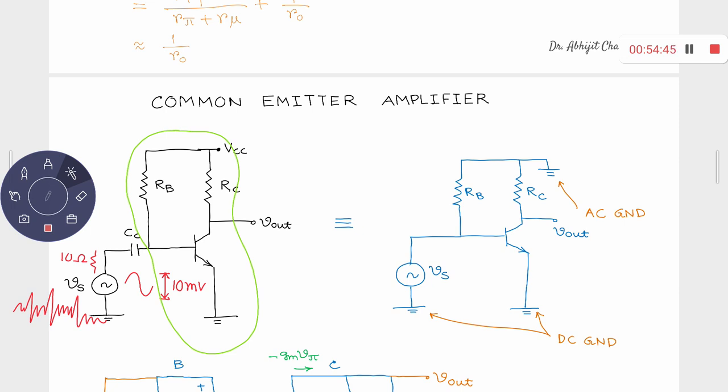Right. But suppose I have not connected this capacitor, and suppose I have developed some biasing over there. For example, let's take some value. Say VCC is equal to 12 volt. And suppose I would like to develop the base emitter voltage of 0.7 volt. That is required. So 11.3 volt should drop across this RB. Right? So let's take RB to be 100 kilo ohms.